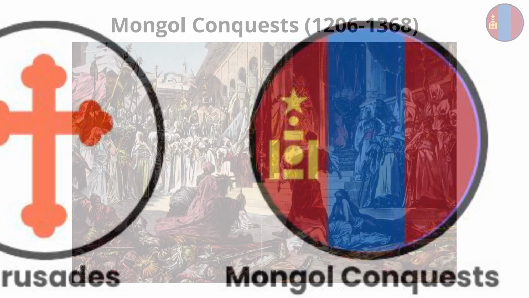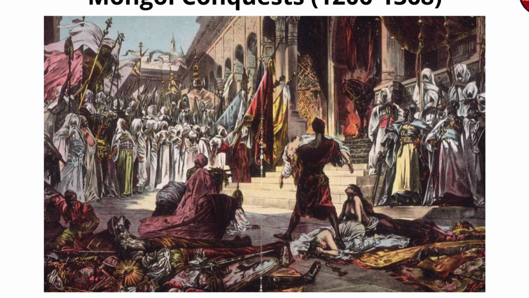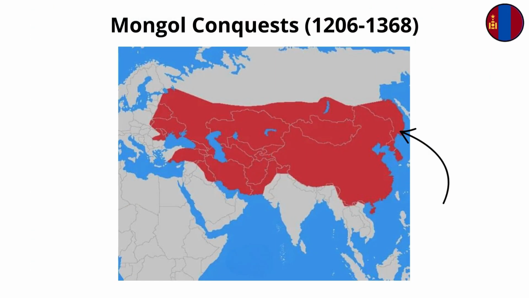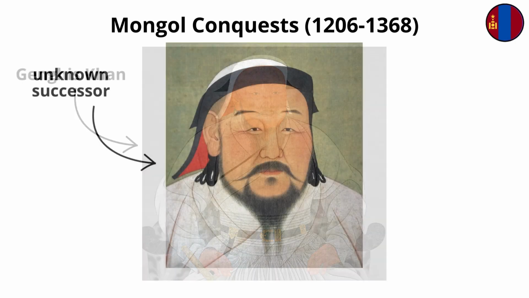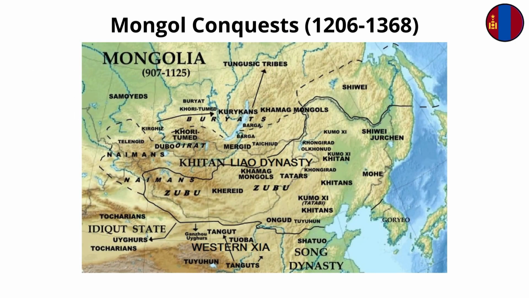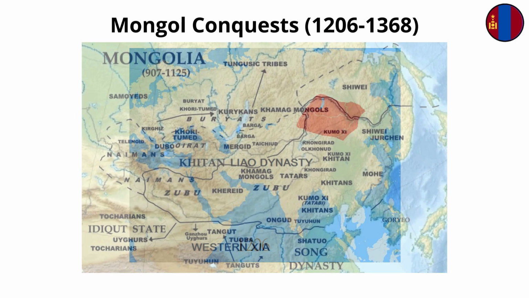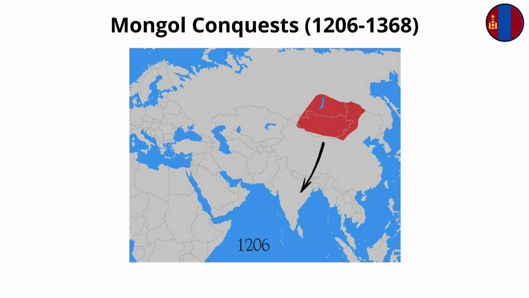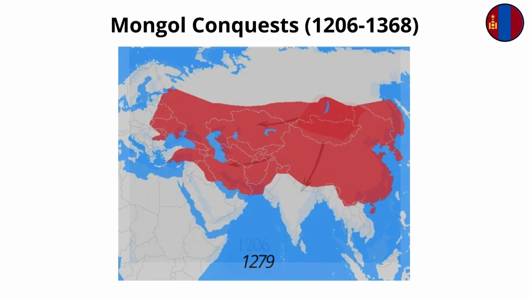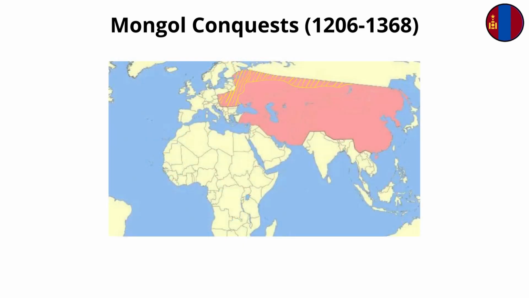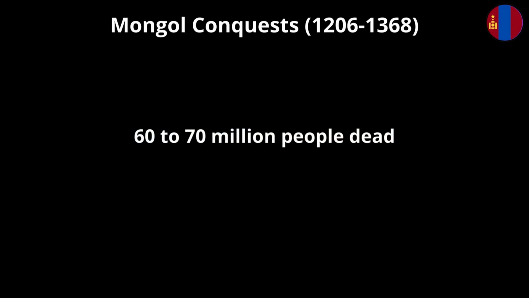Mongol Conquests. These conquests were a series of military campaigns led by the Mongol Empire under leaders like Genghis Khan and his successors. Beginning with Genghis Khan's unification of the Mongol tribes, the conquests expanded rapidly across Asia, Europe, and the Middle East. The Mongols conquered vast territories, including China, Persia, Russia, and parts of Eastern Europe. The Mongol Empire was the largest contiguous land empire in history. It resulted in the deaths of approximately 60 to 70 million people.